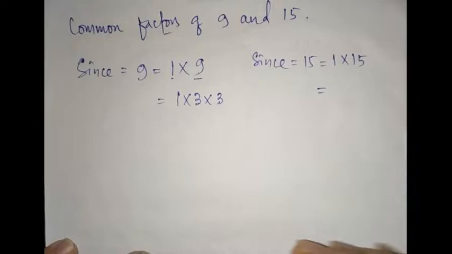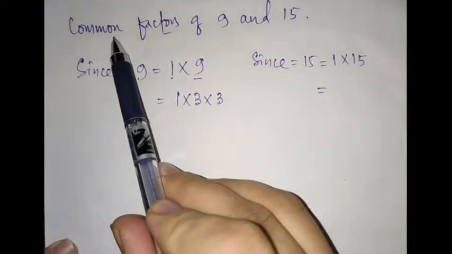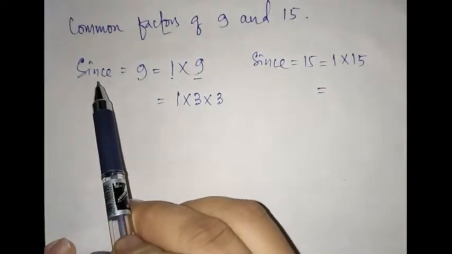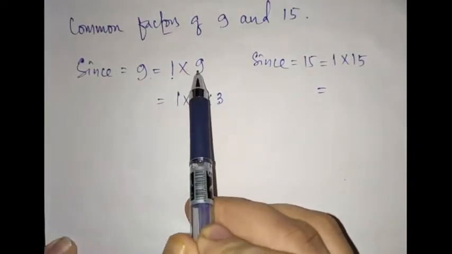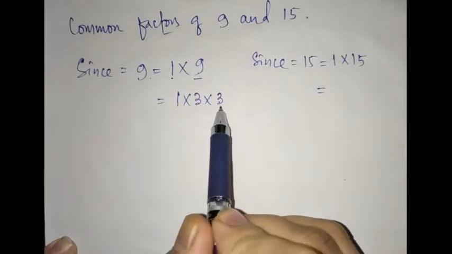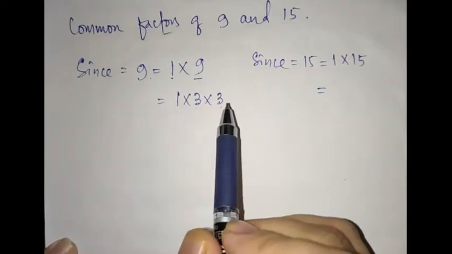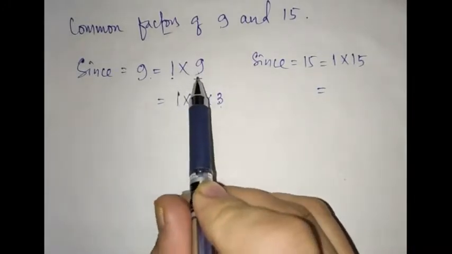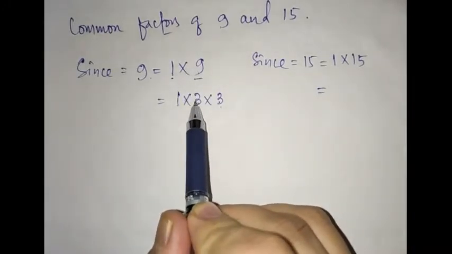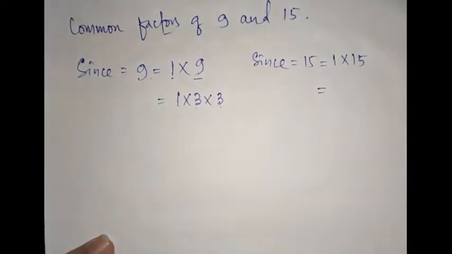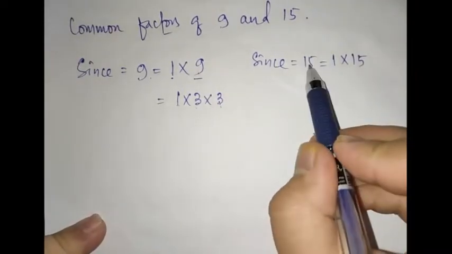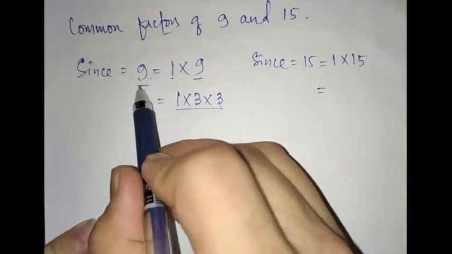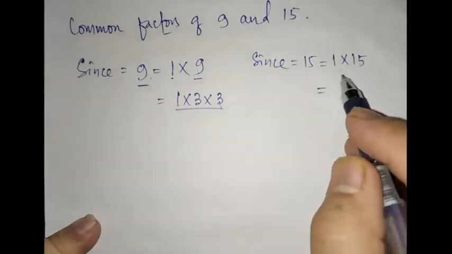So my dear children, here I have taken the common factors of 9 and 15. First of all, 9 can be written as 1 into 9, or directly you may write 3 into 3. That is also the correct form. If you don't write 1 and directly write 3 into 3, that will also be correct. Since 15 can also be written as 1 into 15, this 1 into 3 makes the factors of 9, and 1 into 15.